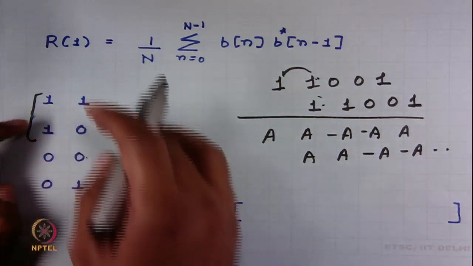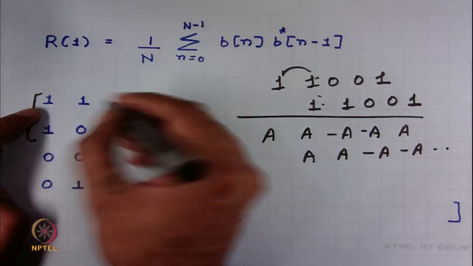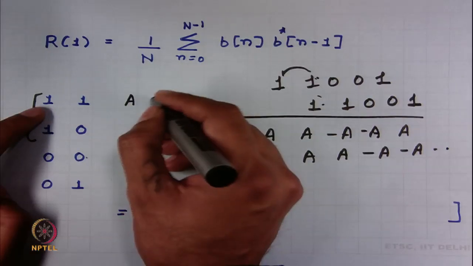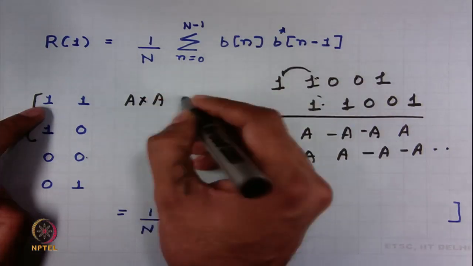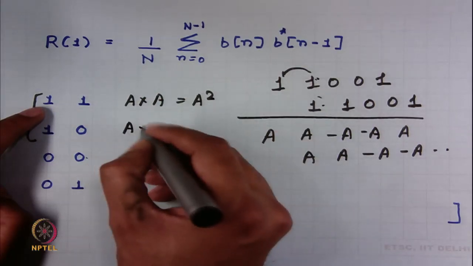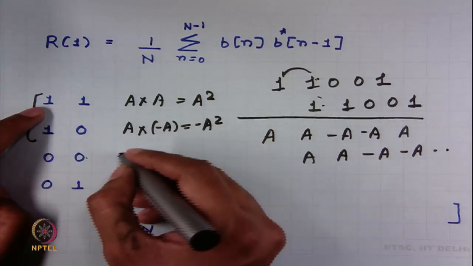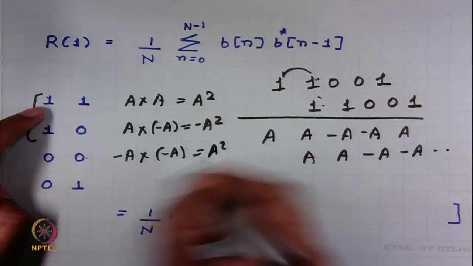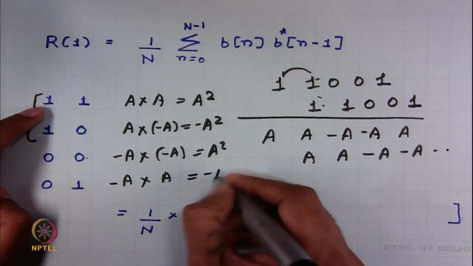Okay. Corresponding to these binary digits, the voltage mapping would be A and -A, and we are interested in finding their product. So, this will be A square, this will be A times minus A, this will be minus A square, this will be minus A times minus A, this will be A square, this will be minus A times A, this will be minus A square.